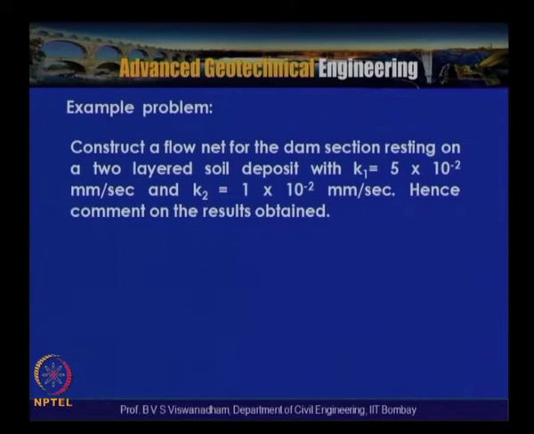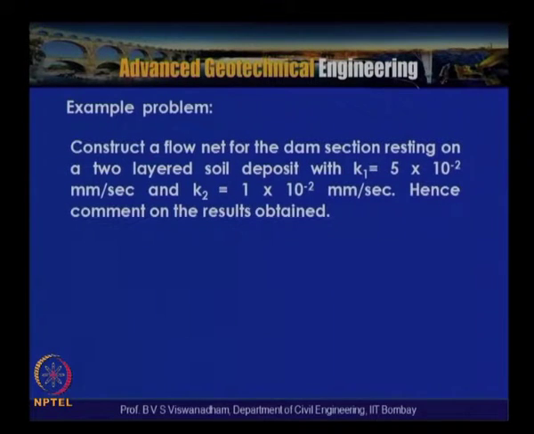So now let us construct another problem. In the previous case we saw a sheet pile wall problem. Now let us see a flow net for a dam section resting on a two-layered soil deposit, with K1 equal to 5 times 10 to the power of -2 mm per second, and K2 equal to 1 times 10 to the power of -2 mm per second.